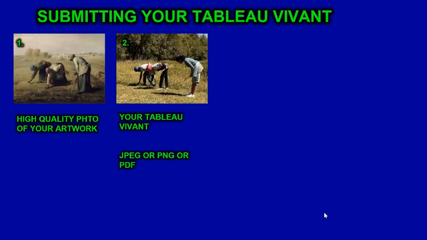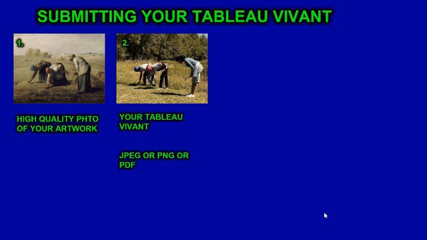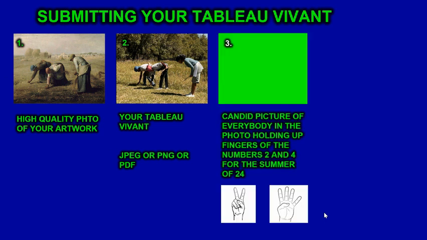All right, so to submit your Tableau Vivant, I want you to upload a quality photograph of your artwork. I want you to upload a JPEG, PNG, or PDF of your Tableau Vivant, the picture that you took of your group. And then I want you to upload a candid picture of everybody in the group holding up the fingers of the numbers 2 and 4 for the summer of 24, or whatever summer or semester this is. So if this video gets used for multiple years, then you're going to hold up the year for that.